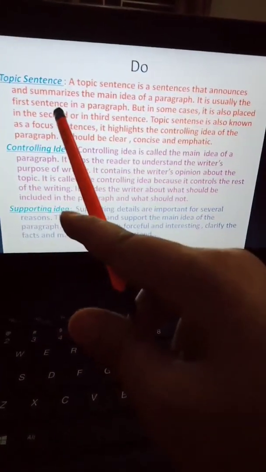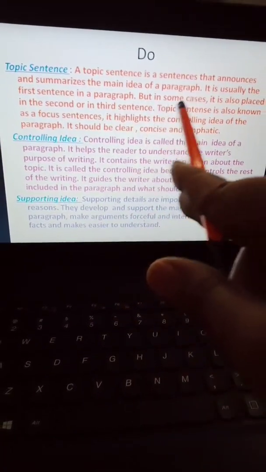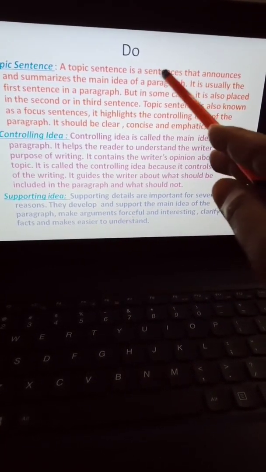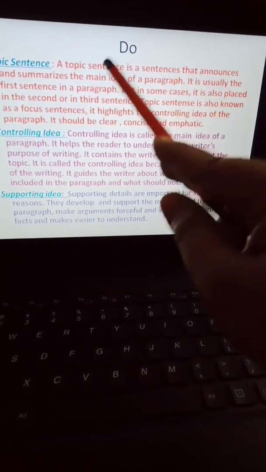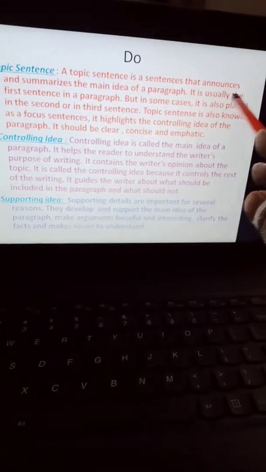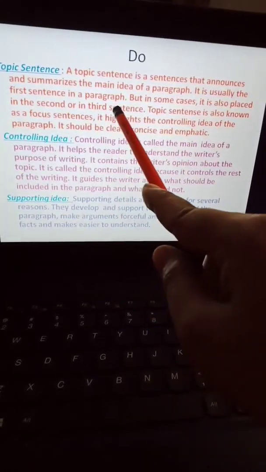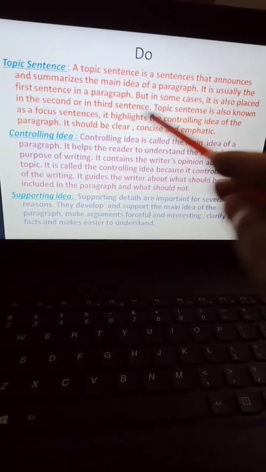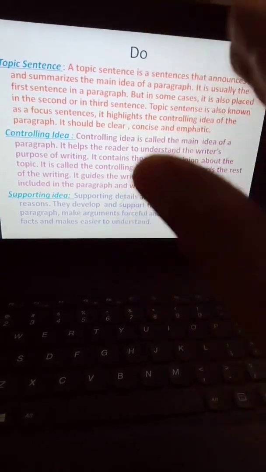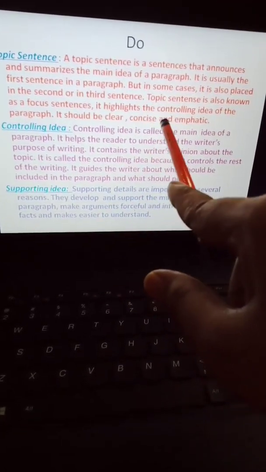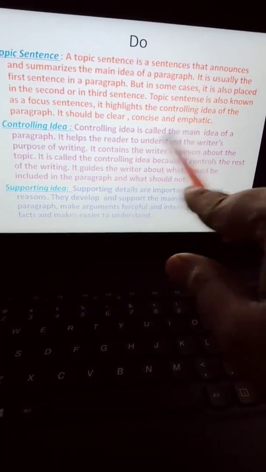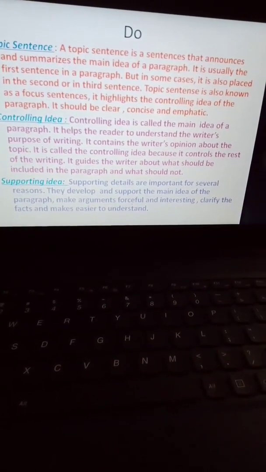So, topic sentence, the first one. What is a topic sentence? A topic sentence is a sentence that, here it should be sentence, but I have made a mistake, so it should be a sentence, not sentences. A topic sentence is a sentence that announces and summarizes the main idea of a paragraph. It is usually the first sentence in a paragraph, but in some cases it is also placed in the second or in the third, and sometimes it is also placed in the last sentence of the introduction. Topic sentence is also known as a focus sentence. It highlights the controlling idea of the paragraph. It should be clear, concise, and emphatic.